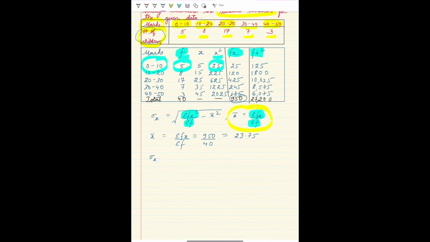Now moving on to sigma x, that is the standard deviation. We already have the formula here, so I'm not writing it again. I'm just making substitutions. Firstly, we need sum fx square here, and that is 27,200, which is divided by sum of f, that is 40, minus x bar square, and we have got x bar as 23.75. So the square of this number. Let us work step by step. 27,200 divided by 40 gives us 680, minus the square of 23.75.